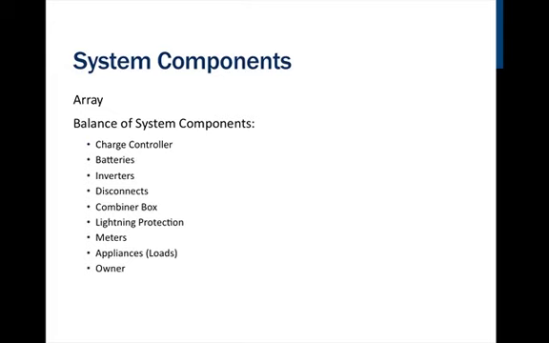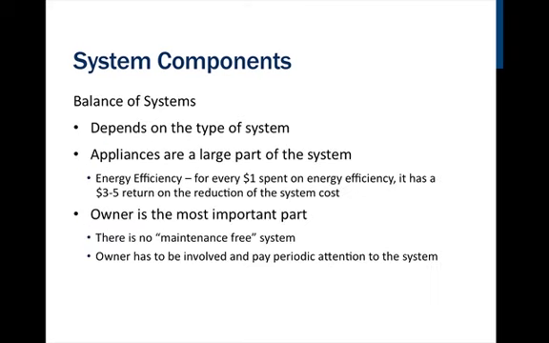As with all systems, the system components vary widely. But again, essentially, the system is divided into two parts, the array and the balance of system, which is all the other parts of the system. The balance of system components for a photovoltaic system can include a charge controller, batteries, inverters, disconnects, combiner box, lightning protection, meters, appliances or loads, and the owner. To reduce the cost of the system, the balance of system components should be placed as close to the array as possible. The balance of system components depend largely on the type of system that you want to install, but some components will always be present.